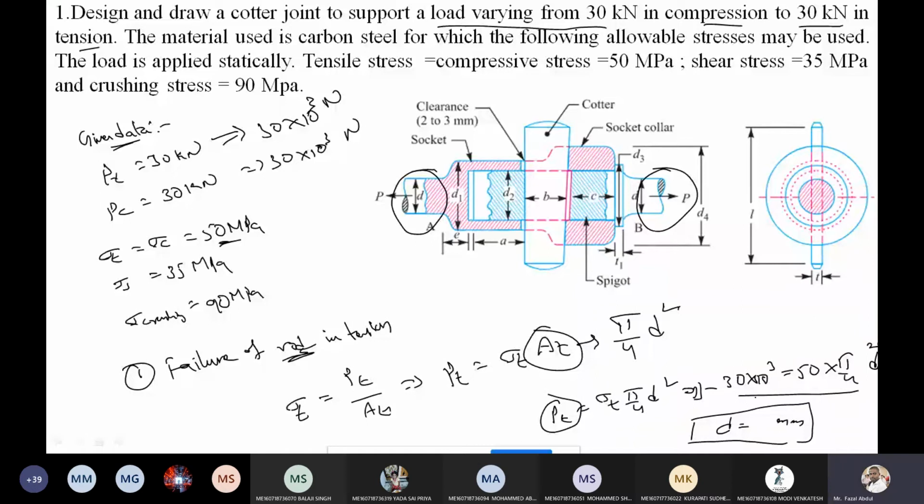Make it fast, Babu. What is the d value? 24, 20, 24 mm. Is it right for all?